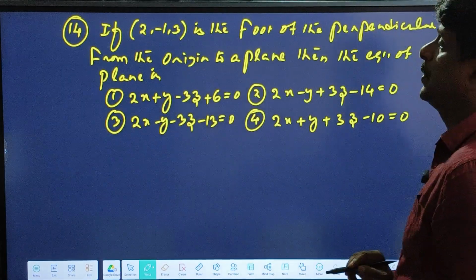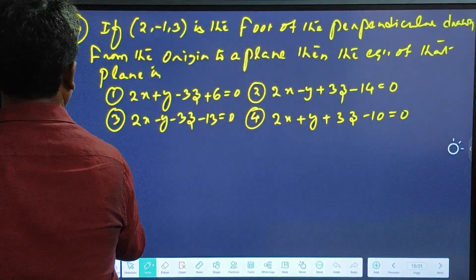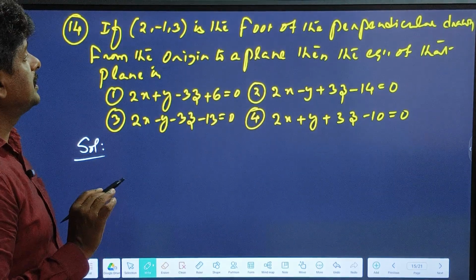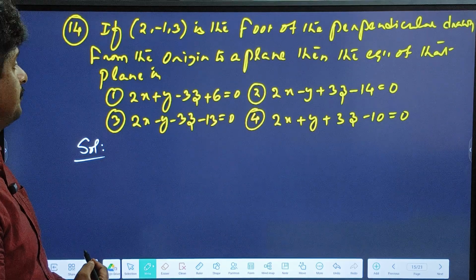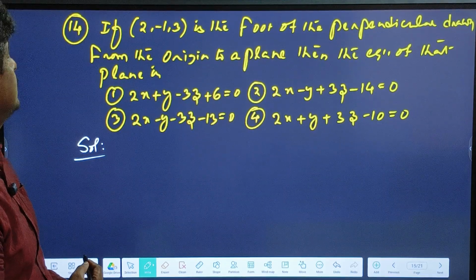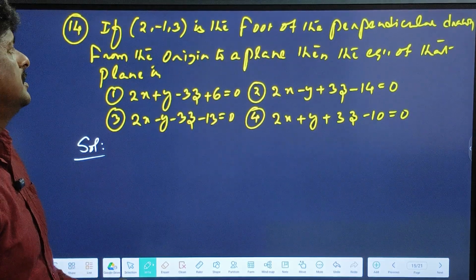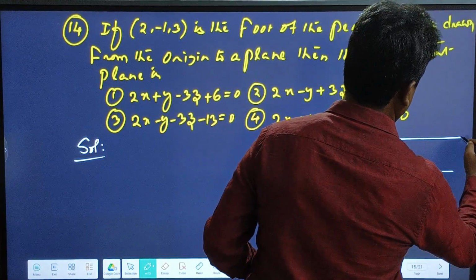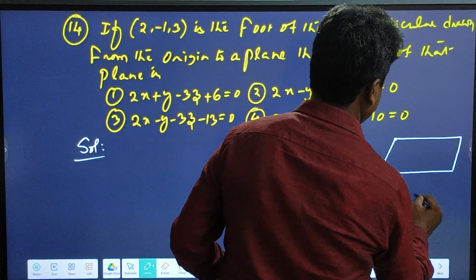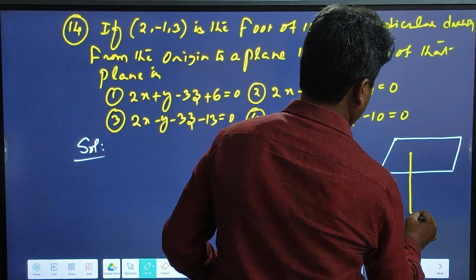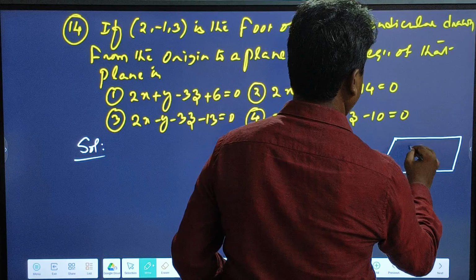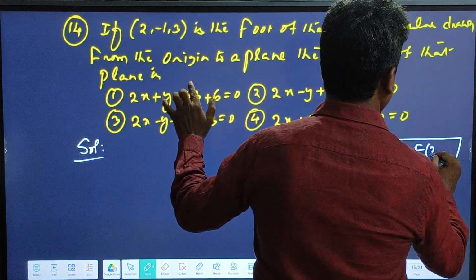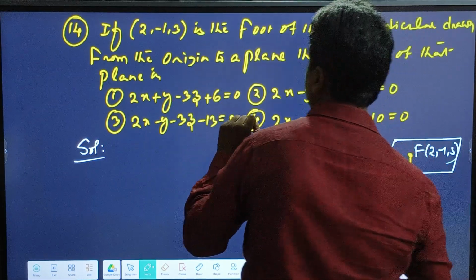Next, problem number 14. If (2, minus 1, 3) is the foot of the perpendicular drawn from the origin to a plane, then the equation of the plane is simple. This is a plane, somewhere here is the origin, this is a perpendicular drawn from the origin to the plane. The foot of the perpendicular, already (2, minus 1, 3) is given.